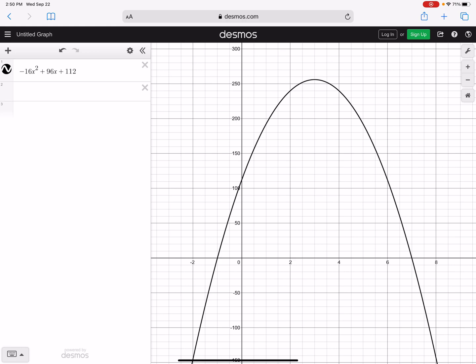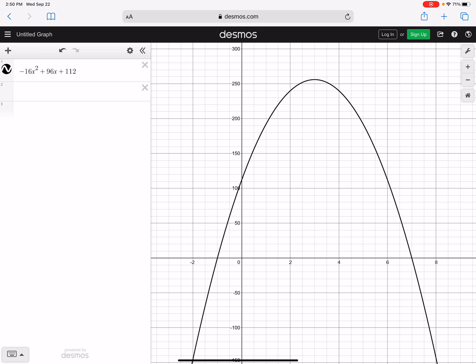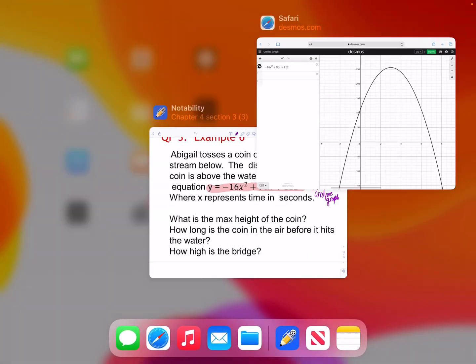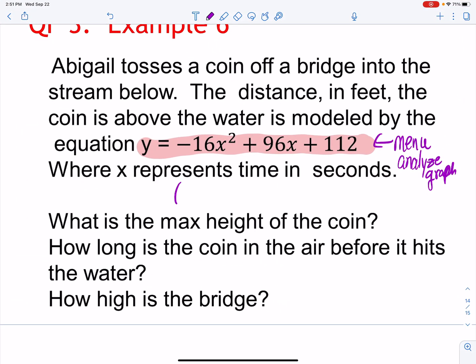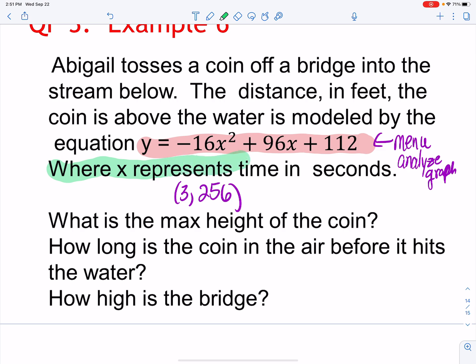Okay, all right, so it says, what is the max height of the coin? So I would go up here to the max height, and my answer is (3, 256). One of those is the height, the other is not. When I put it into my calculator, I got (3, 256). Well, it says right above here that x represents time in seconds. So this 3 would be a time in seconds. So what is the height of the coin? 256 feet, because it tells you it's in feet.